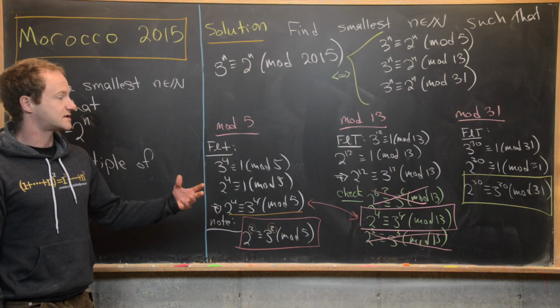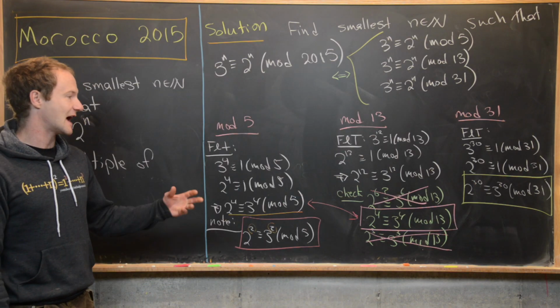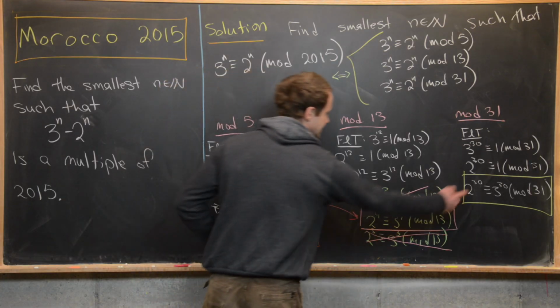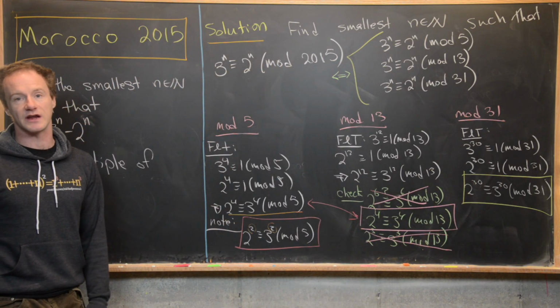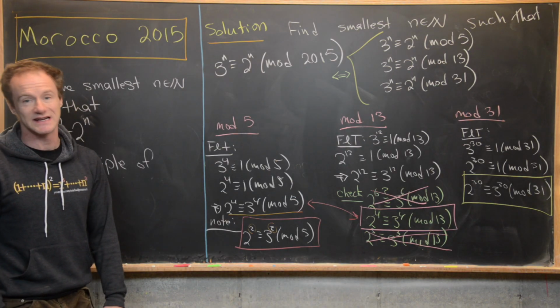So since raising an exponent to an exponent works multiplicatively, that gives us some motivation to take the least common multiple of these three exponents. In other words, 2, 4, and 30. The least common multiple of 2, 4, and 30 is equal to 60.